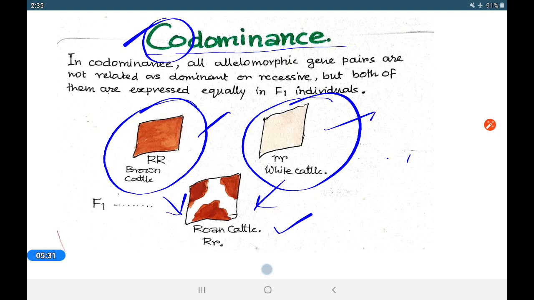So in this codominance, the allelomorphic gene pairs are not related as dominant and recessive, but both of them are expressed equally, not always equally, but both are expressed in F1 individuals.